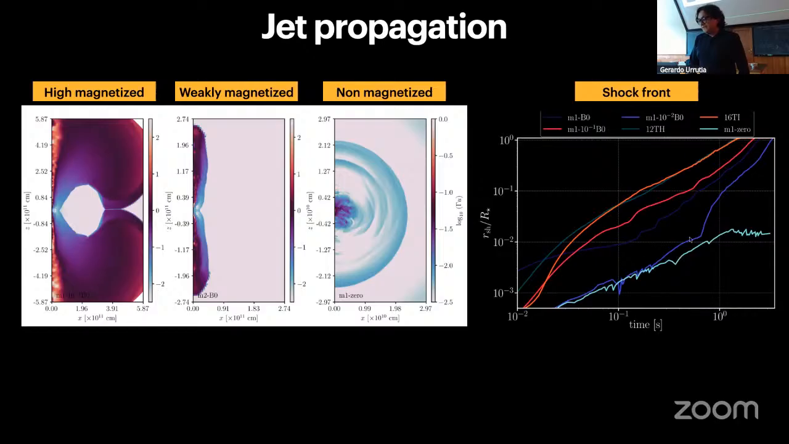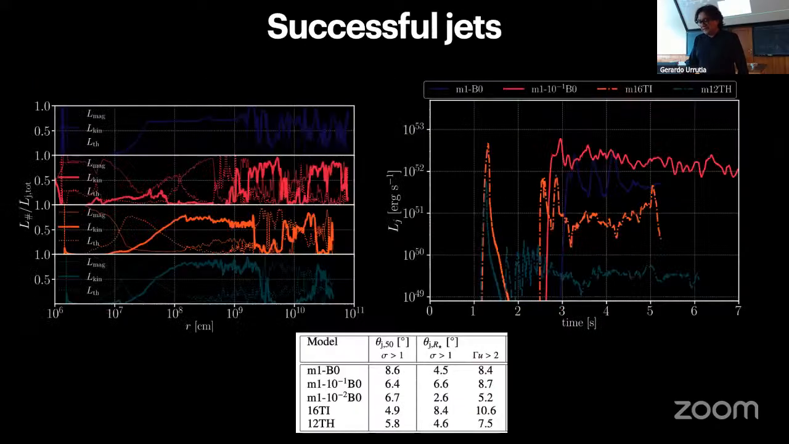But we have this weakly magnetized model where it's also traveling slowly, but at some point the flux is increasing, and the ram pressure can be supported by the Poynting flux and finally break the star.